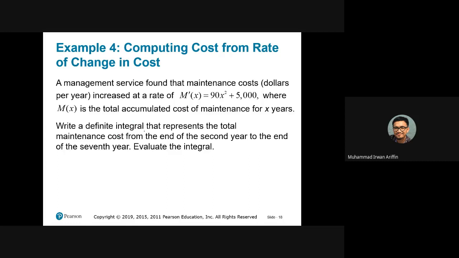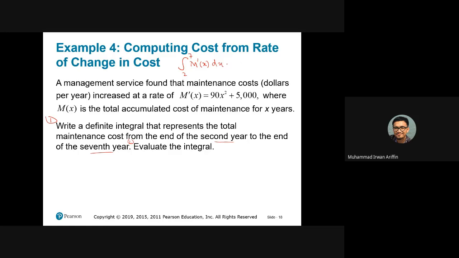So the question asks us to write a definite integral that represents the total maintenance cost from the end of the second year to the end of the seventh year, and then to evaluate the integral. So we have two things. We need to write this, and then we are asked to evaluate this. How do we do this? This is the integrand. So we simply need to integrate this M(x) with respect to x from which year? From the second year, from 2 to 7.